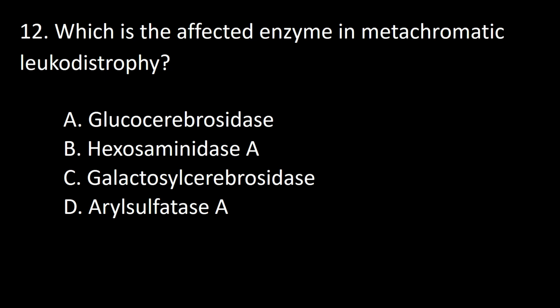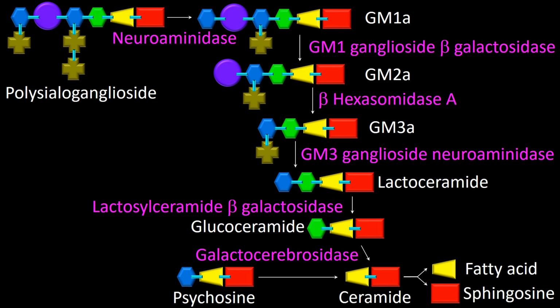Next question. Which is the affected enzyme in metachromatic leukodystrophy? A, glucocerebroside. B, hexosaminidase A. C, galactosyl cerebrosidase. D, arylsulfatase A. Now we're back to the chart. Recall that a defective galactocerebrosidase blocks the conversion of psychosine to ceramide. Then psychosine increases and produces Krabbe disease.